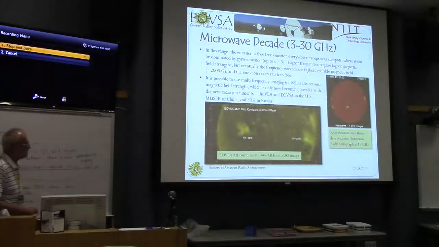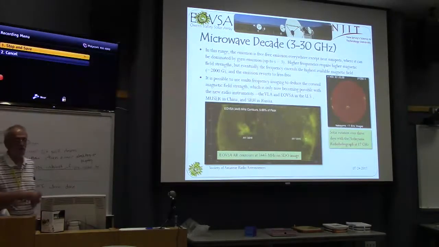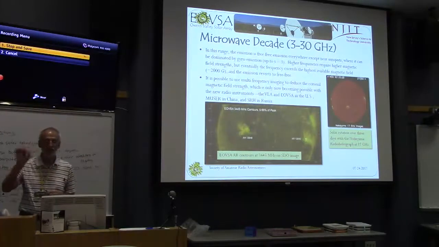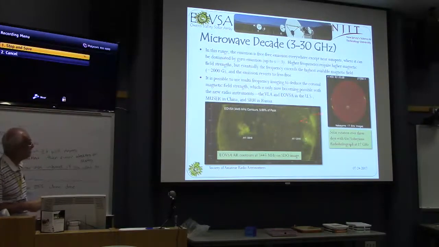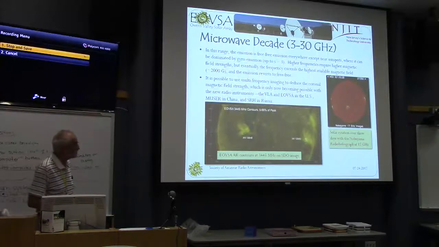With our instrument, EOVSA, I remember I showed you that one full disk image with several active regions. These are the contours from that same image. You have 3 active regions, and then in the background the extreme ultraviolet image from the Solar Dynamics Observatory. But what I want to do is show you something about the frequency dependence of these.